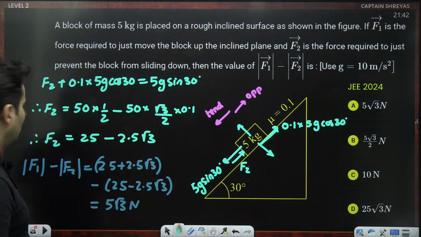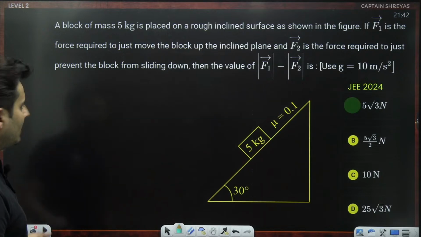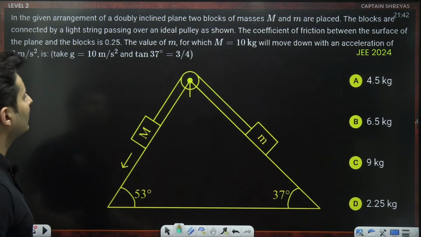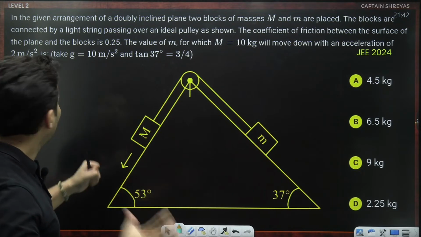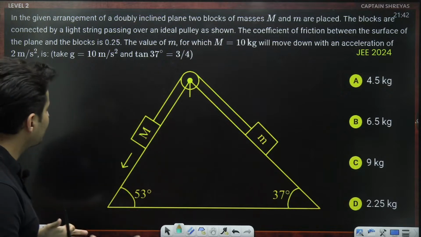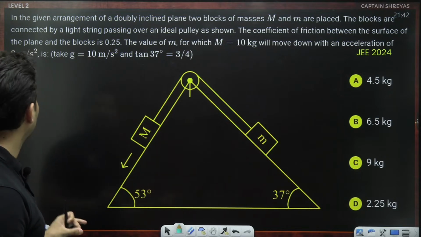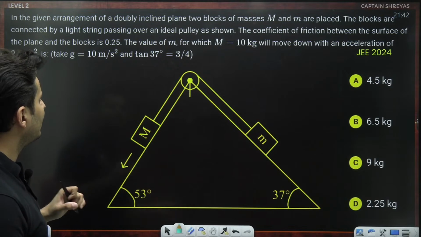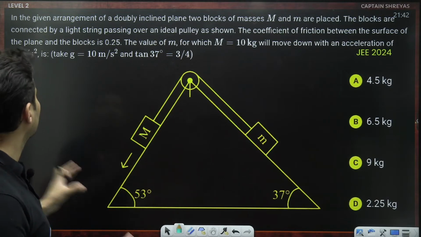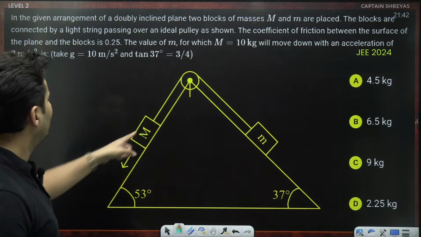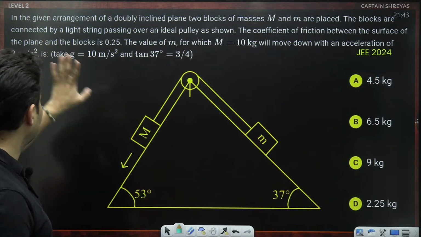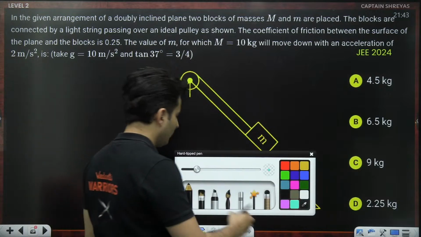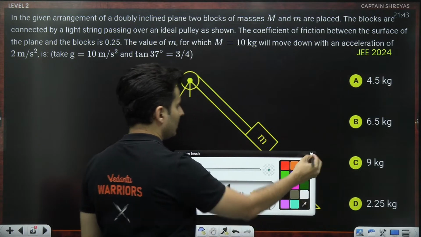Cool. Moving on to the next question on your screen. In a given arrangement, a double inclined plane, there are 2 blocks connected by a light string over an ideal pulley, with a coefficient of friction between block and plane, and the given mass is 10. The acceleration is also given. The block of mass 10 kg is moving down with this acceleration. Find the value of small m. I'll tell you, it's all about free body diagrams, nothing more, nothing less.